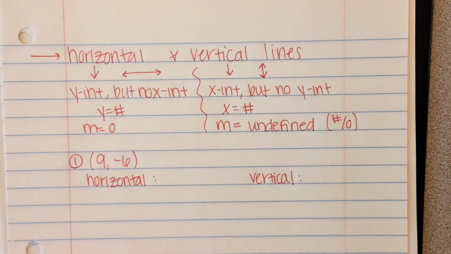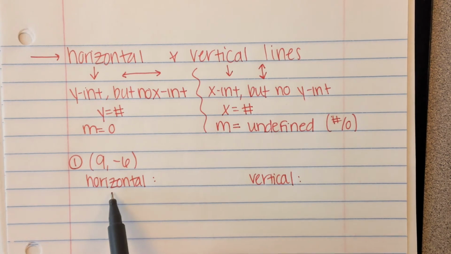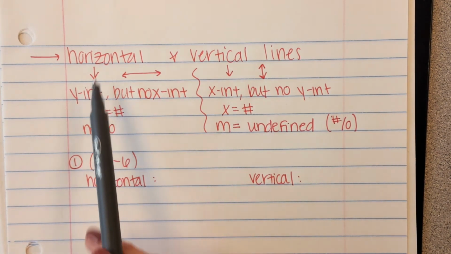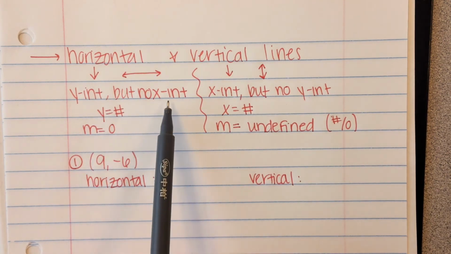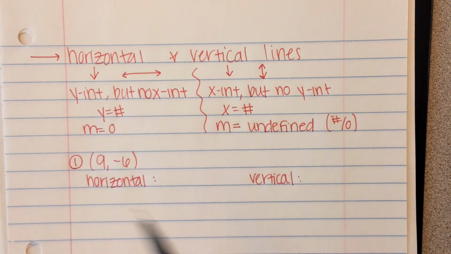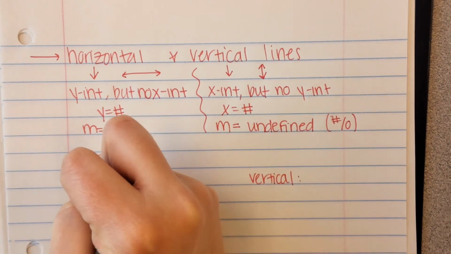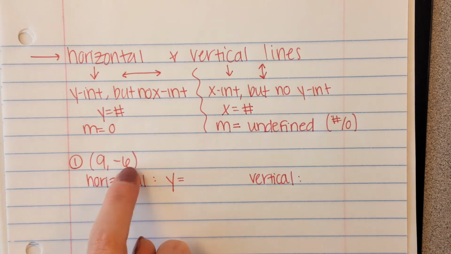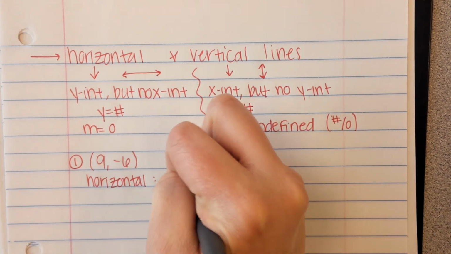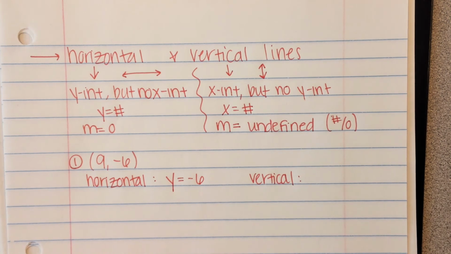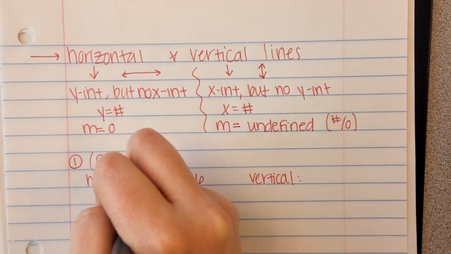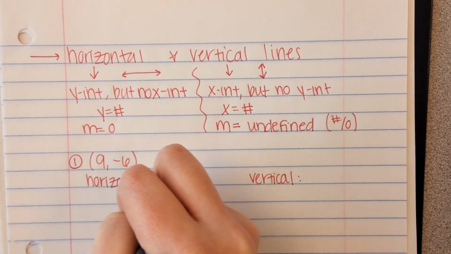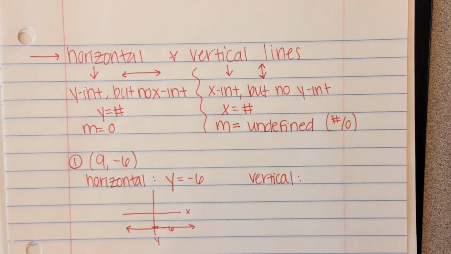I think you do, so we'll look at that as well. So for the horizontal line, if it's going to go through this ordered pair, let's think about horizontal. We know that horizontal is not going to have an x-intercept. It's going to be y equals some number. So what y value do we know that it's going to go through? -6. So y equals -6 is your line. And if we were going to graph that, you would just go down to -6 on the y, and it would be straight across.